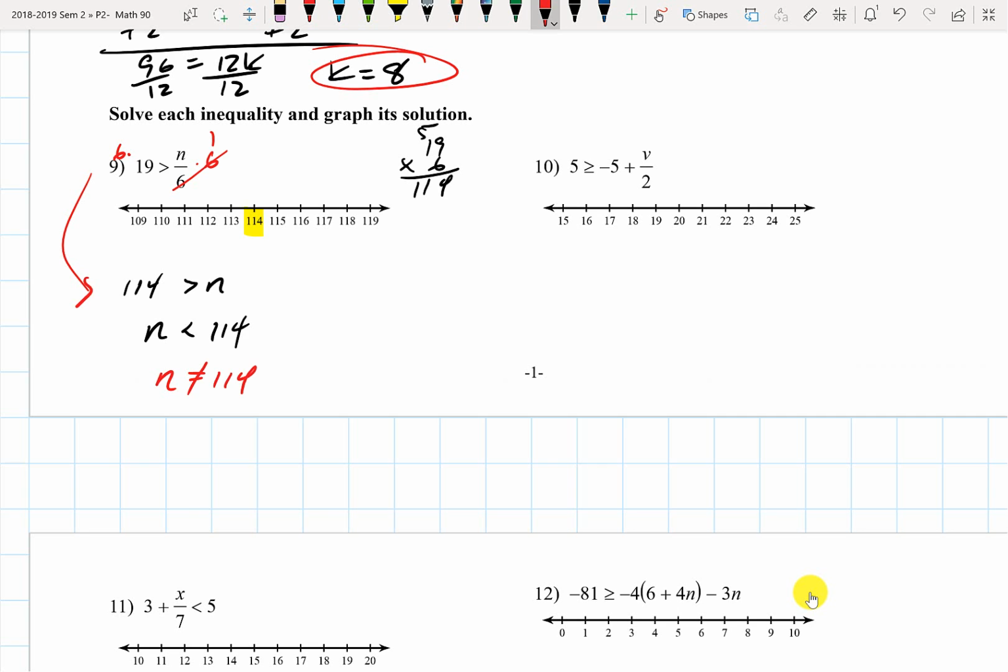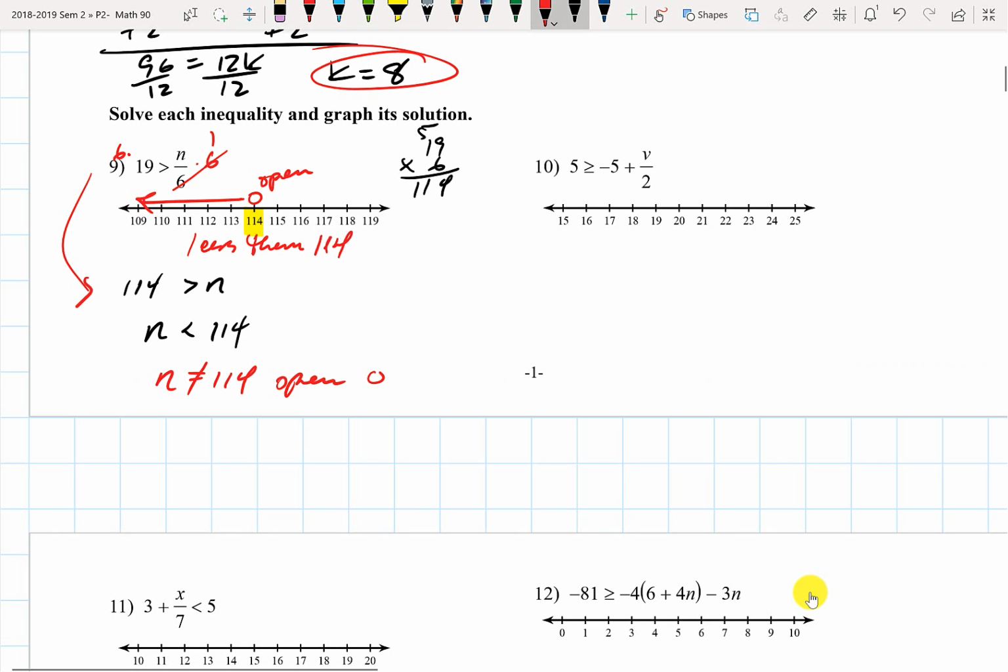It's not a solution. So we go open. All right. Open circle. So open here. All right, and all numbers less than 114 lie to the left. So it's an open circle here because n does not equal 114. It has to be strictly less than. All numbers less than 114.